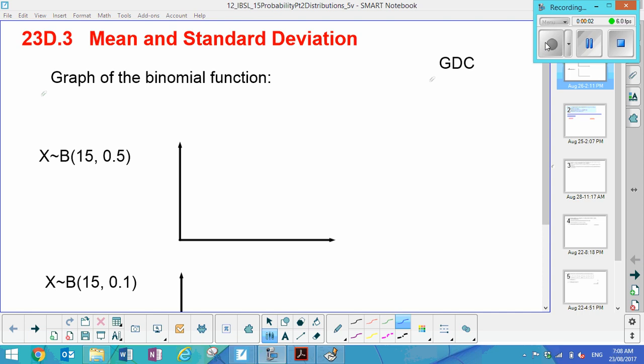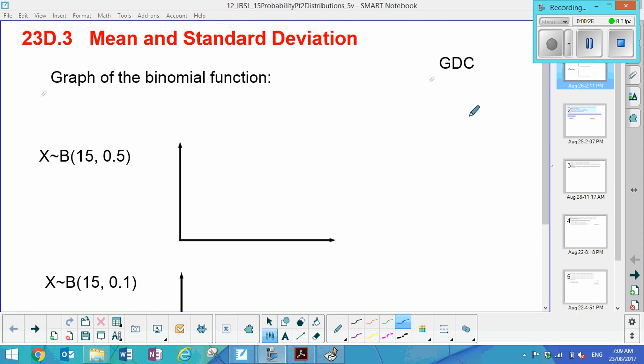Hello IB, we're looking at the last section of this discrete binomial distribution probabilities, and in 23D part 3 we're looking at the mean and standard deviation. So what I suggest you do is get your calculator out. We're going to work with the calculator as well today, so if you don't have it with you, pause your video, go and get it, get organised.